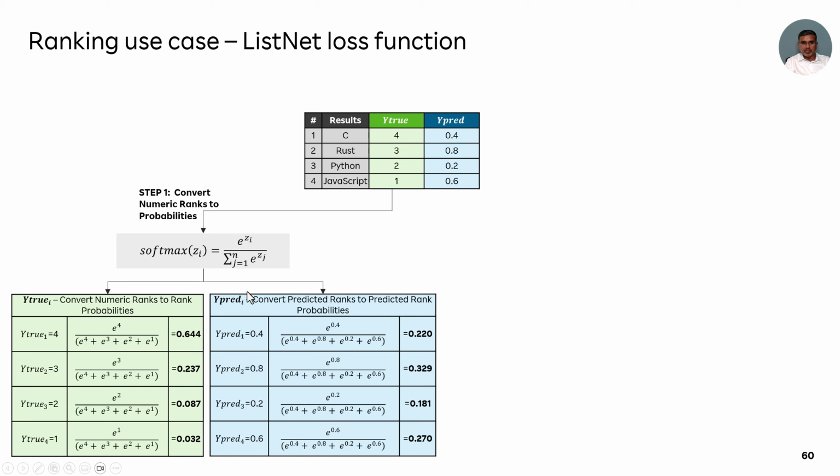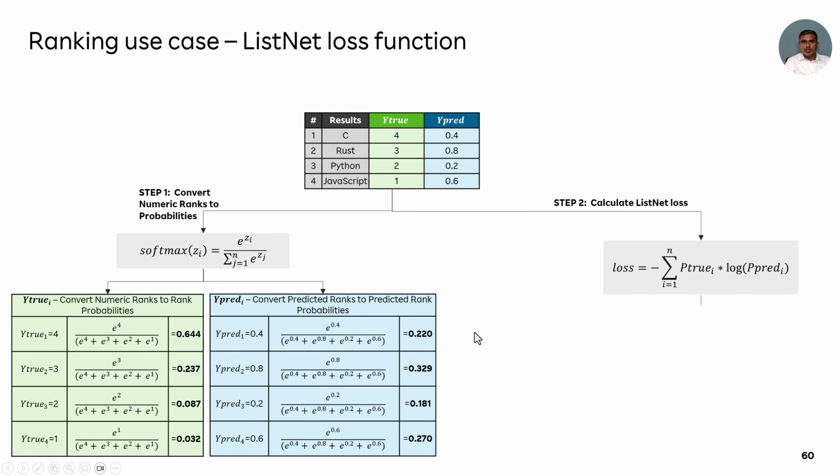We repeat the same thing for the predicted values. E raised to the 0.4 divided by e raised to the 0.4 plus e raised to the 0.8 plus e raised to the 0.2 plus e raised to the 0.6. You get 0.220 and so on. Notice that what the softmax function does is that it converts it into these numbers, but when you add up all these numbers, it adds up to 1. So think about this as a probability distribution. And this also, same thing, it adds up to 1.